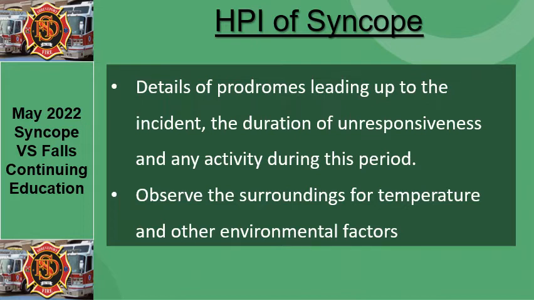Now, what's the duration of unresponsiveness? The difference between pre-syncope and syncope: if they actually did pass out, how long are they out for? Well, if they were out for a couple seconds, well, okay. If they're out for a couple minutes, well, now we have to think, was this a seizure? Did they have a brain tumor? Did they hit their head? And now they have this.